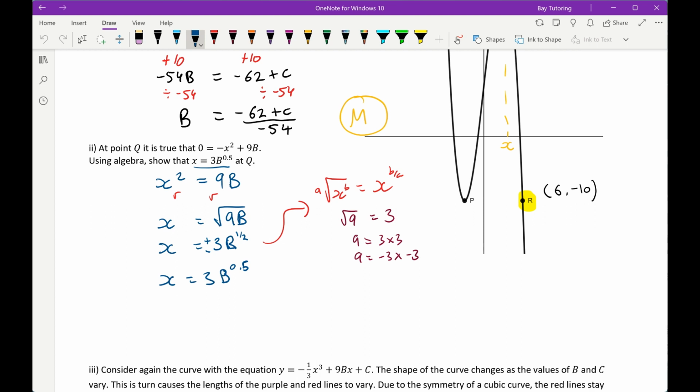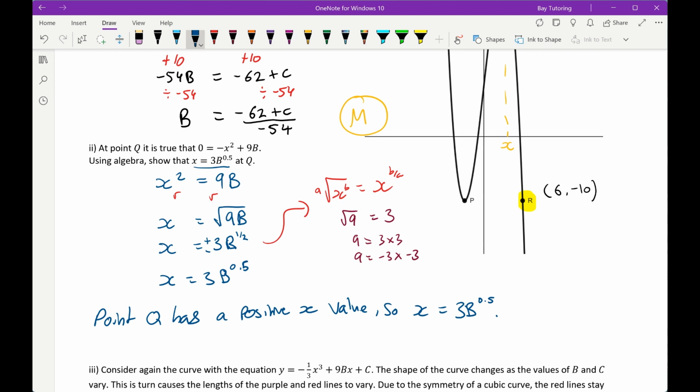And there we go. With these questions where you had to do a bit of interpretation, it's always best to write down that interpretation. So why did we discount the negative solution? We discounted it because we can see that point Q has a positive x value, or x coordinate. So x is positive 3b to the power of 0.5.